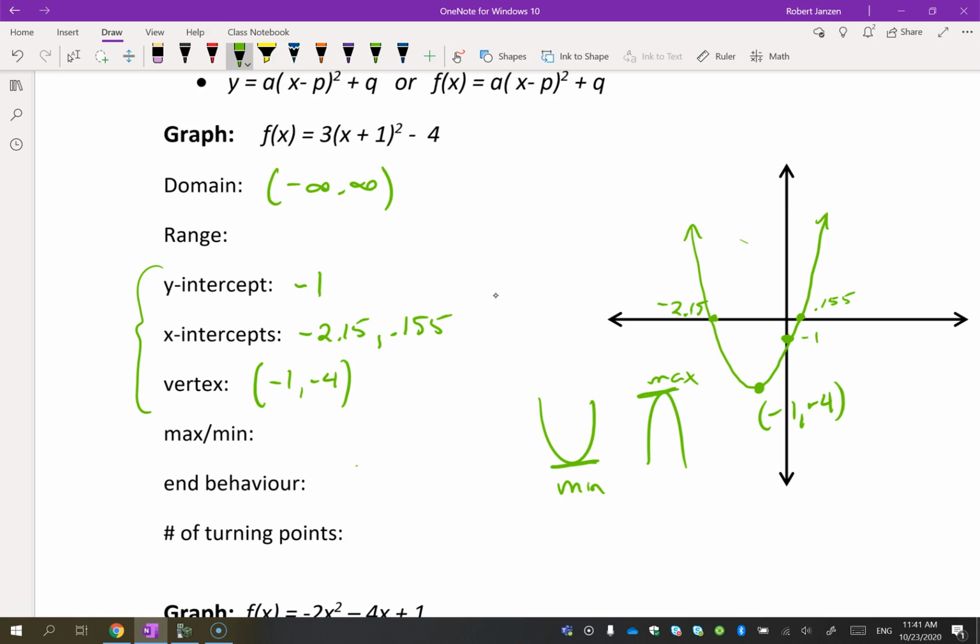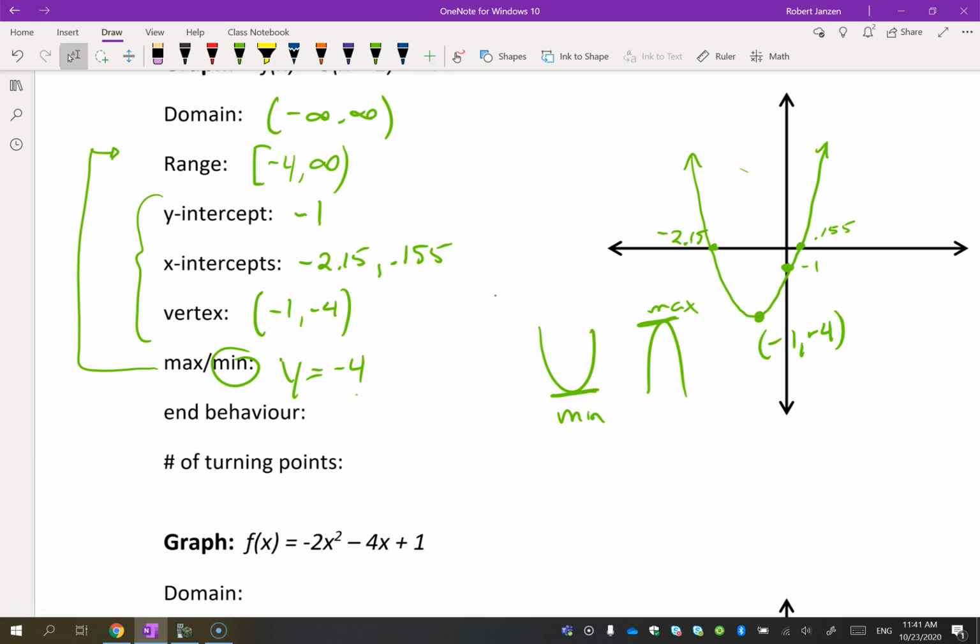Alright, now once I have the max and the min, the minimum is y equals negative 4. This tells me about my range. My range is going to be from negative 4 up to infinity. Okay?